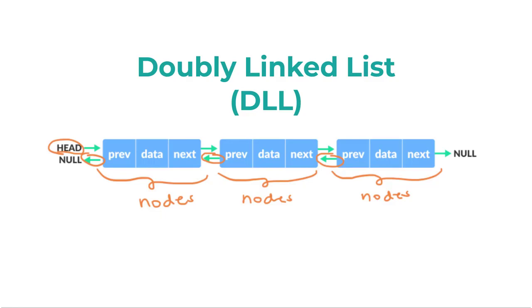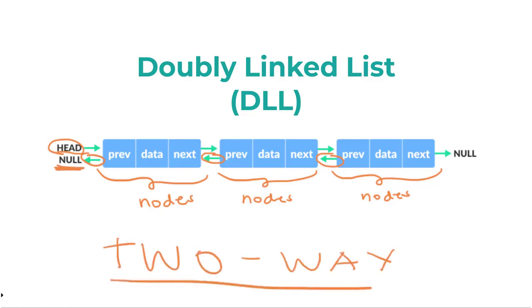But take note, the pointer to the previous item of the very first node points back to a null value. Unlike singly linked lists, DLLs are two-way, where you can go either backward or forward.